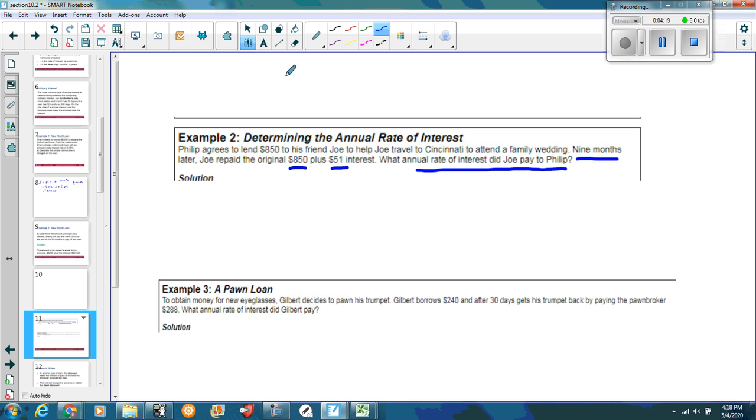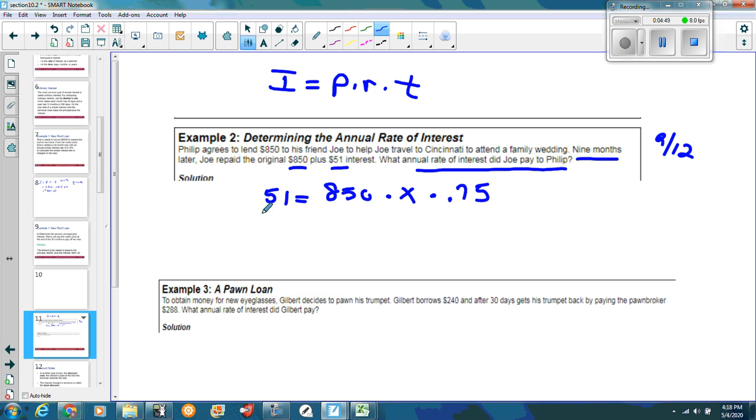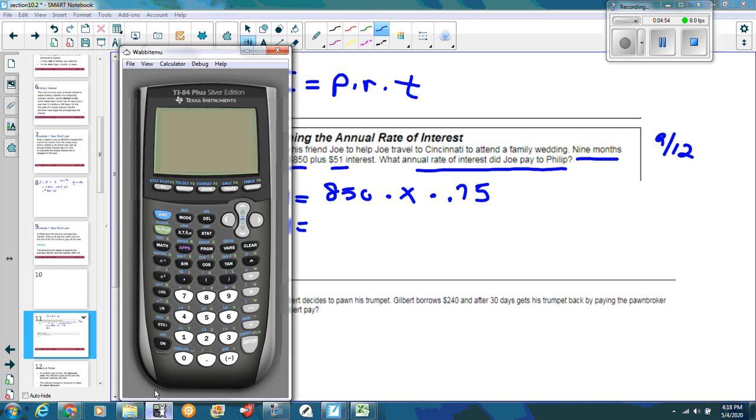Okay, so we're still going to use that formula, interest equals principal times rate times time. But this time we know what the interest was. It was $51. The principal was $850. We don't know what the rate is, so I'm going to put an x here. And the time, because it's an annual rate and this is in months, again, I'm going to do 9/12 to change that into years. So this was 0.75. So I'm going to multiply 850 times 0.75.